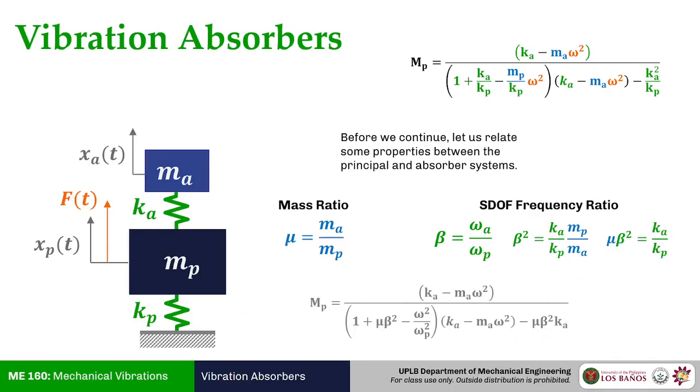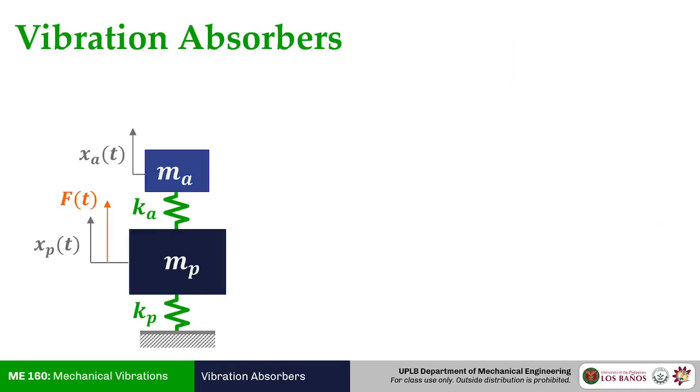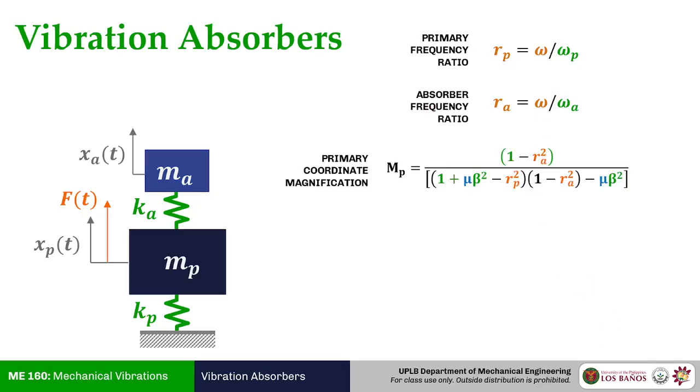Another simplification that we can tackle is frequency ratios. Because there are two frequencies that we have defined, we get two frequency ratios. The first is the primary frequency ratio, which is just the forcing over the primary, so it's R sub P. And we get the absorber frequency ratio, which is R sub A, equal to forcing over the absorber frequency. By substituting these terms, we get this very simplified form for the primary system magnification. As you can see, you have a denominator and a numerator. Your numerator still has a factor of a difference, so it's 1 minus RA squared.